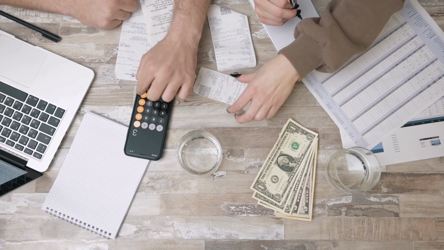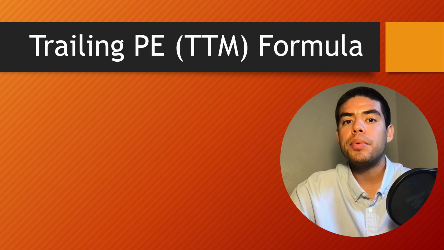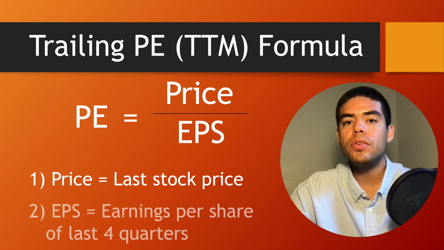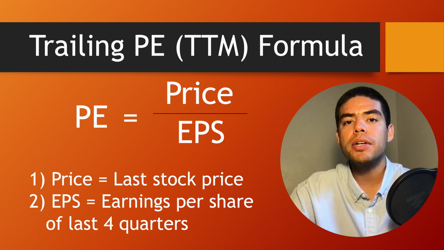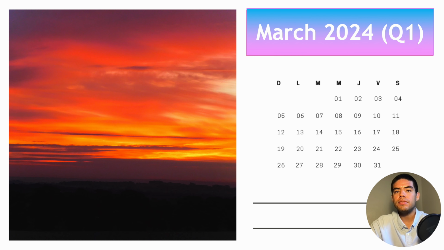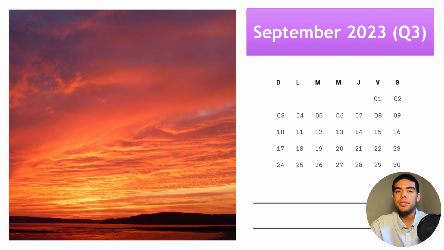Now let's take a look at the trailing PE TTM formula. Trailing PE TTM is the price to earnings per share of a company for the most recent 4 quarters. For example, this video is being recorded midway 2024. So the most recent 4 quarters are going to be the second quarter of June 2024, the first quarter of March 2024, the fourth quarter of December 2023, and the third quarter of September 2023.